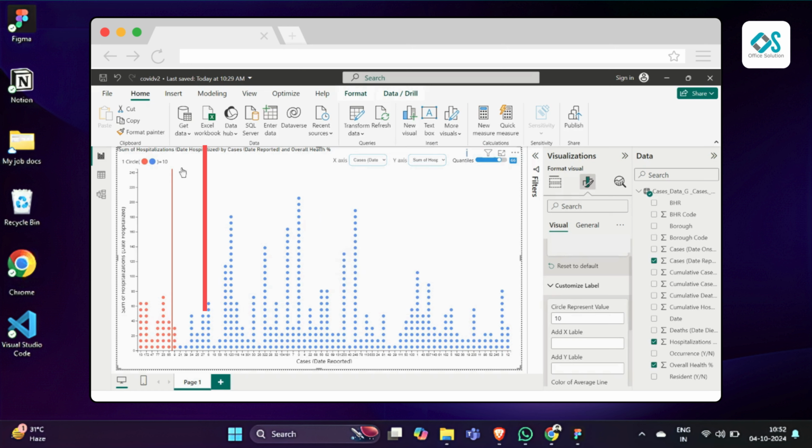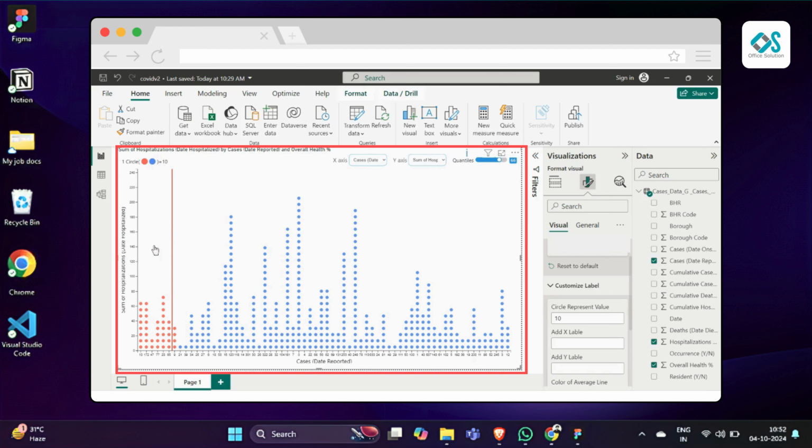The probability line is playing a crucial role here. It partitions the chart into two distinct sections, high risk on the left side and healthier individuals on the right side. This line helps in quickly assessing the overall distribution of risk within the dataset and aids in making informed decisions based on the data visualization.